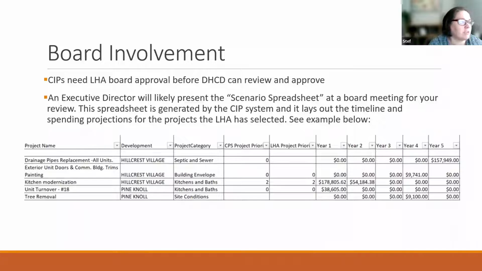The spreadsheet is generated by the CIP system, and it lays out timeline and spending projections for the projects that the LHA has submitted. So for example, let's say you have drainage pipe replacements, and you can see that that is slated to spend, here we go, here.